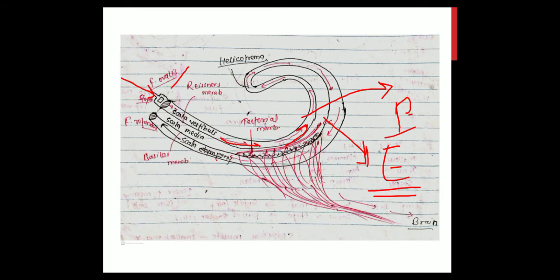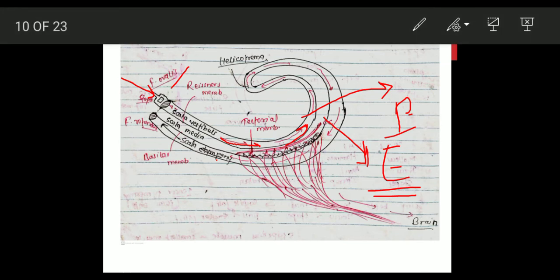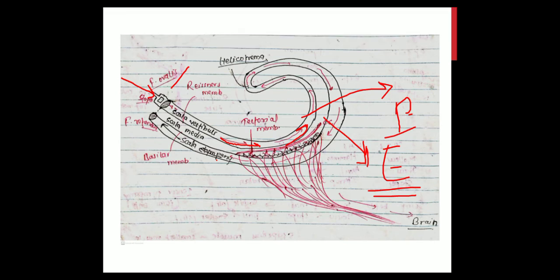Now let's see furthermore. One more term remains here, guys, the helicotrema. This is the point where the scala vestibuli and scala tympani meet. This is actually the topmost point of the cochlea.